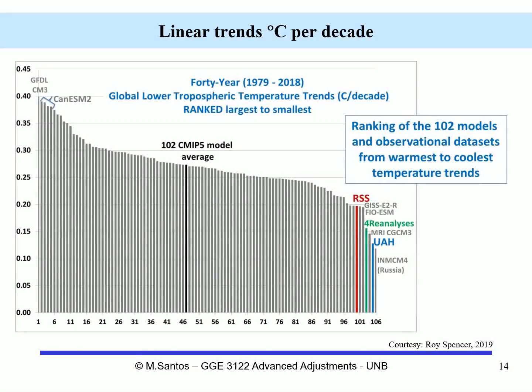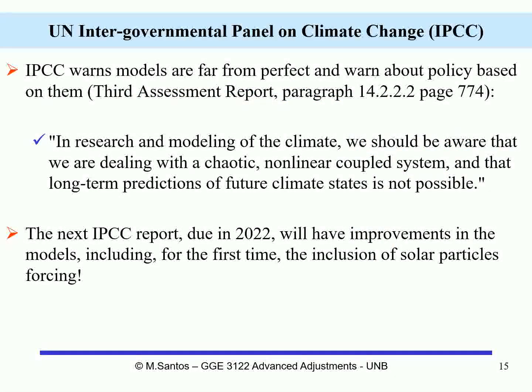You might have heard about the Intergovernmental Panel on Climate Change, IPCC, and they actually warned about too much reliance on models in one of their assessment reports. They said, in research and modeling of the climate, we should be aware that we are dealing with a chaotic, nonlinear, coupled system, and that long-term prediction of future climate states is not possible.